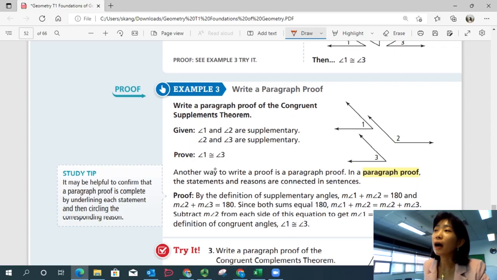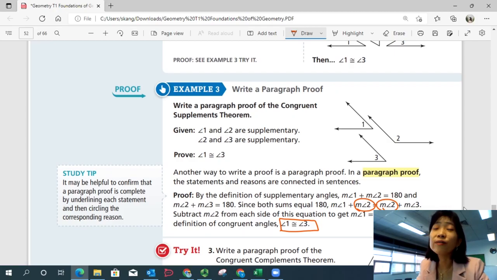Okay, so let's look at how it's proven. By the definition of supplementary angles, measure angle 1 plus measure angle 2 is equal to 180 degrees. Measure angle 2 and 3 is equal to 180 degrees. Since both sum equal 180 degrees, measure angle 1 plus measure angle 2 must equal to measure angle 2 plus measure angle 3. And if you try to subtract both sides by measure angle 2, then you get measure angle 1 is equal to measure angle 3. So by the definition of congruent angles, you can say that angles 1 and 3 are congruent.